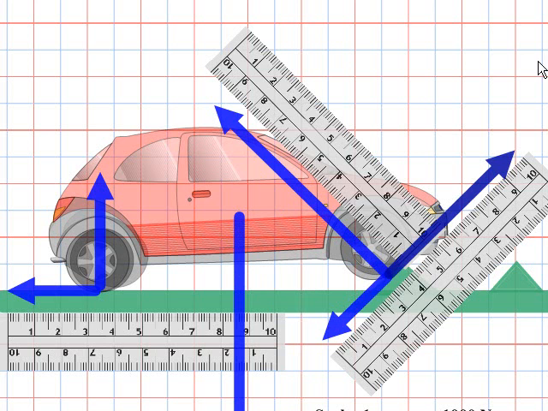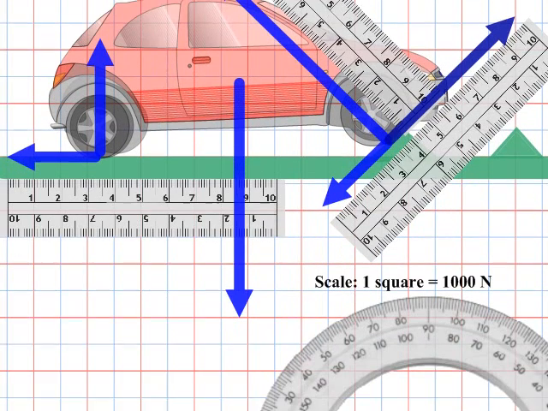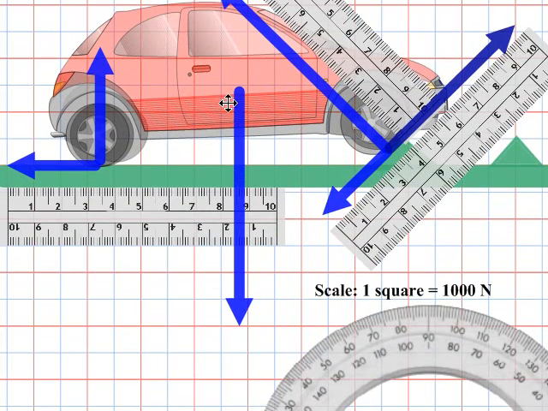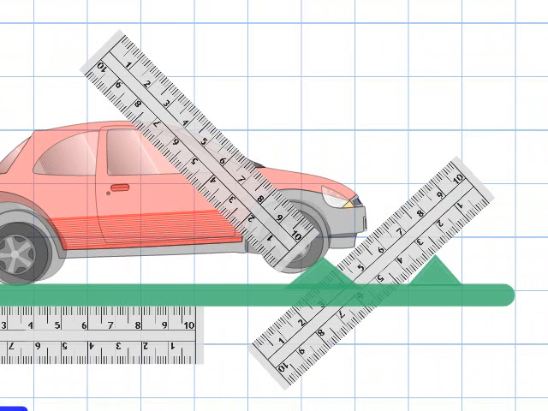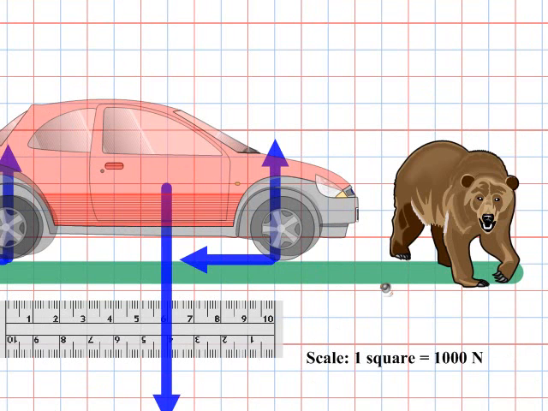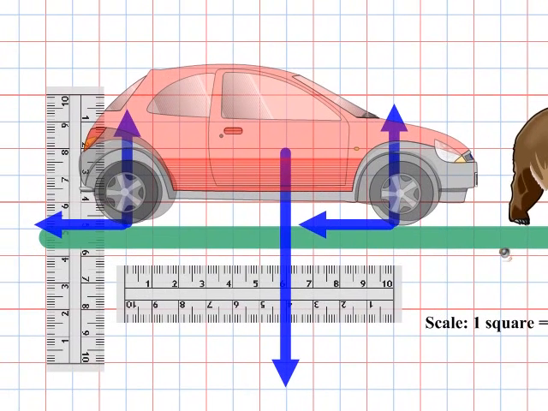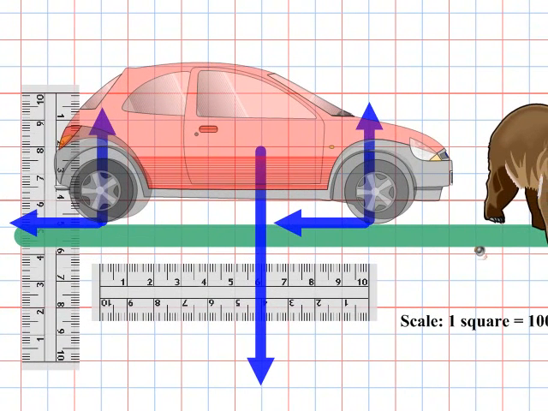This vector here, out of the picture, there we go, 9,000 newtons. This one, 4,500 newtons up, and this one, 3,500 newtons to the left. That would have been the same. That was actually my example calculation, so I don't have to do that again.